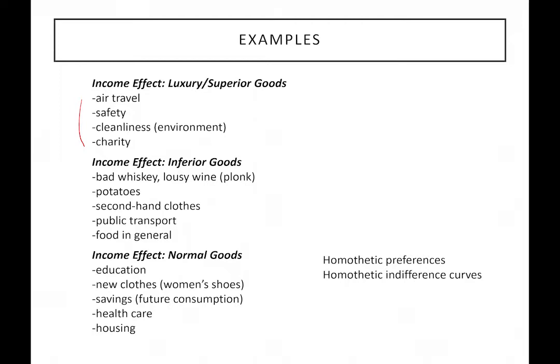A little point here is that homothetic preferences or homothetic indifference curves mean that everything is a normal good. There are no superior or inferior goods. The proportion stays the same, and that's incidentally the case of all of the indifference curves that you have in the quizzes. This is due to the mathematical formulation of the curves. They're not realistic in that sense.